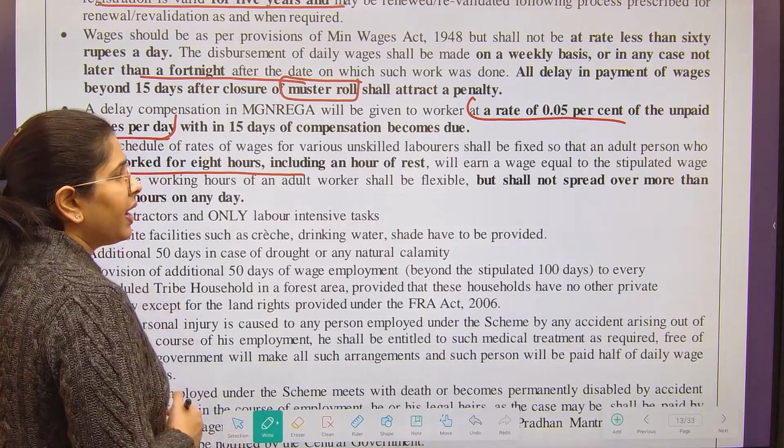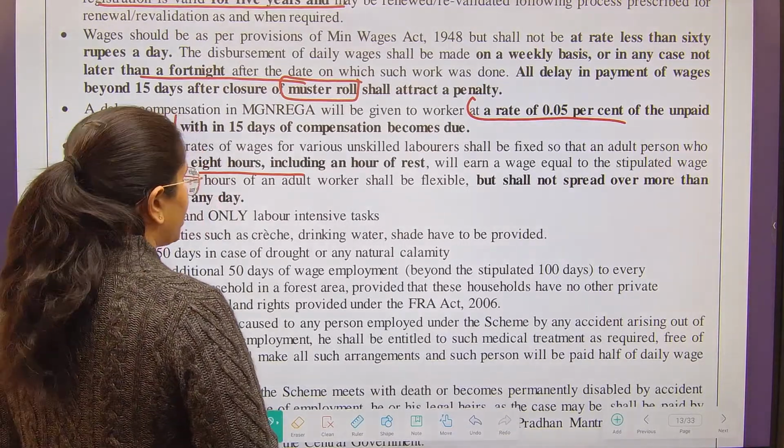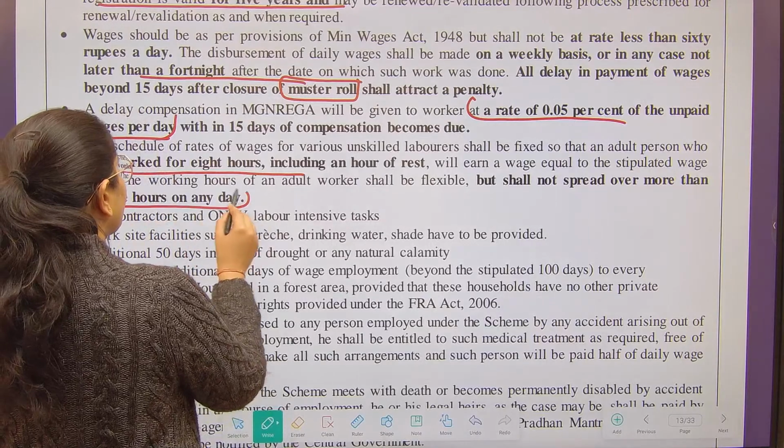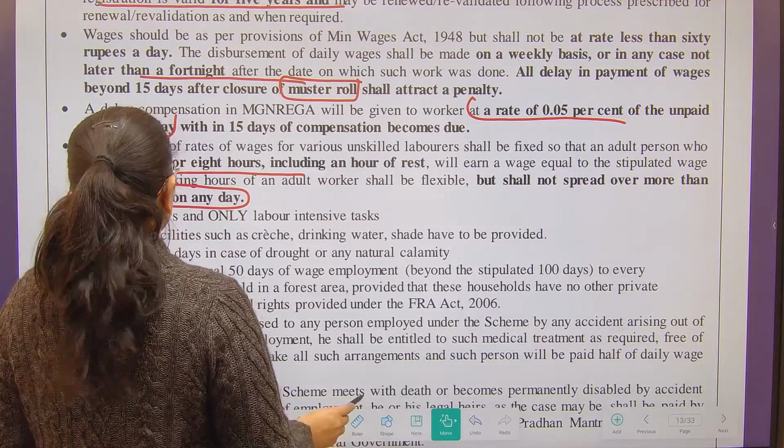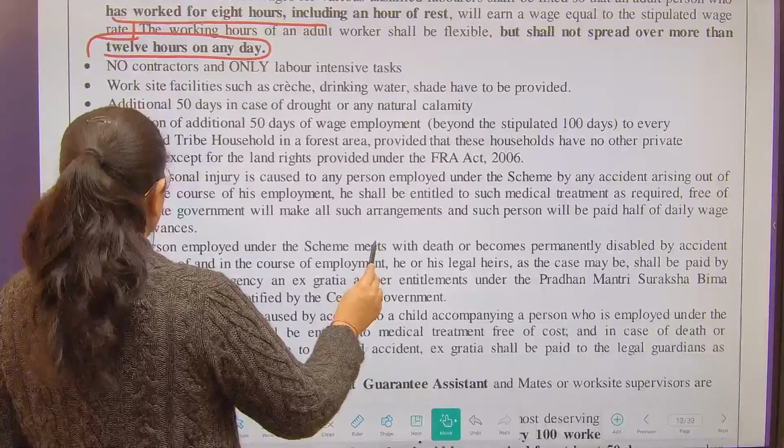The working hours of an adult worker shall be flexible but shall not spread over more than 12 hours on any day. Working for more than 12 hours is prohibited under this scheme.